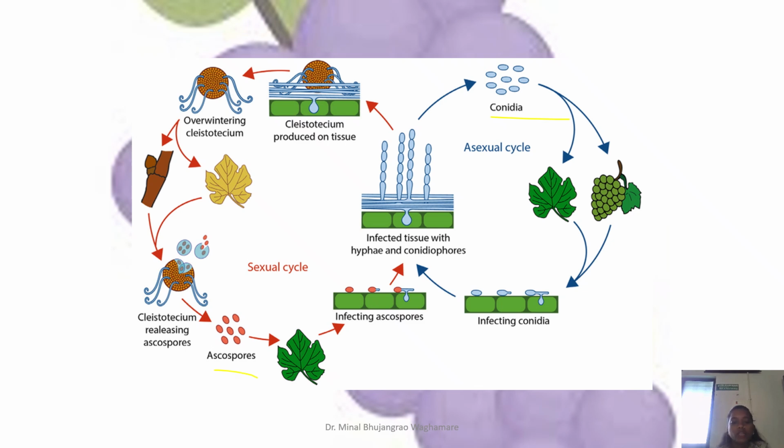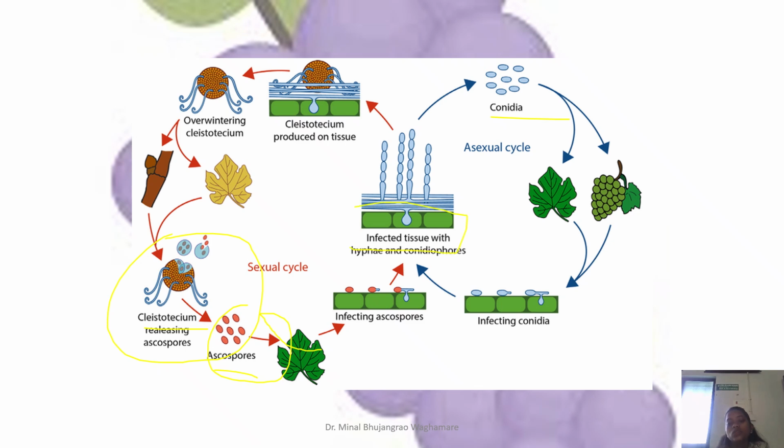compatible male hypha and female hypha get fused, it leads to the formation of the fruiting body, that is Cleistothecium, which is compact in structure. After maturity, it will rupture and release the ascospores, and this leads to the sexual life cycle of the powdery mildew.